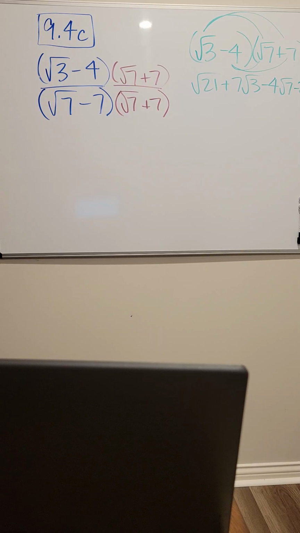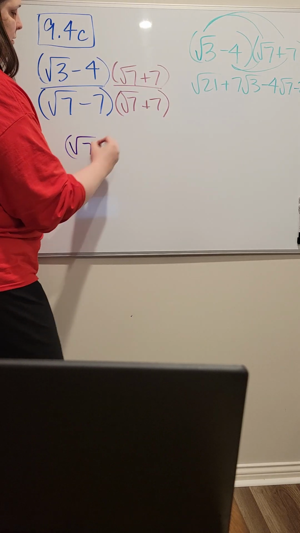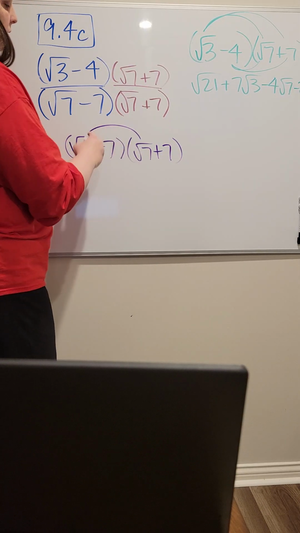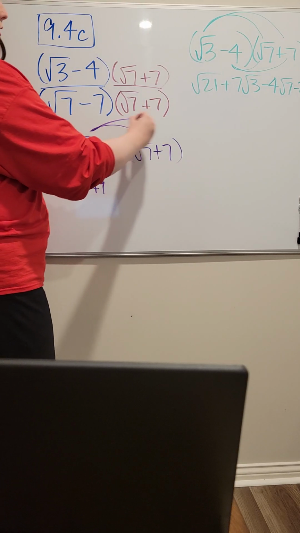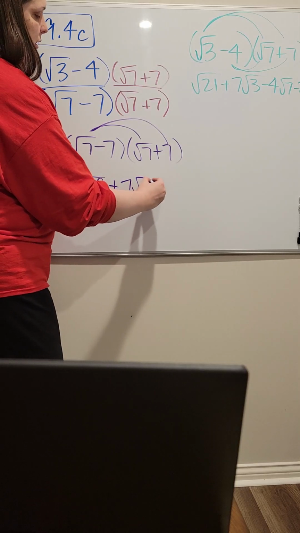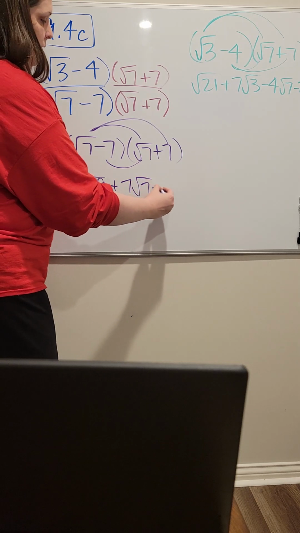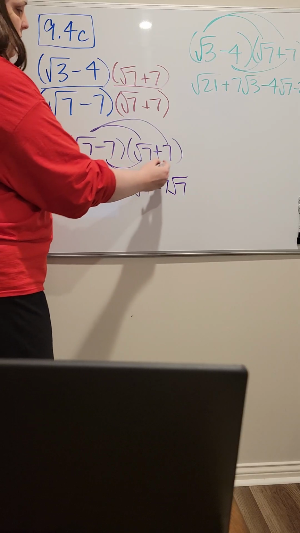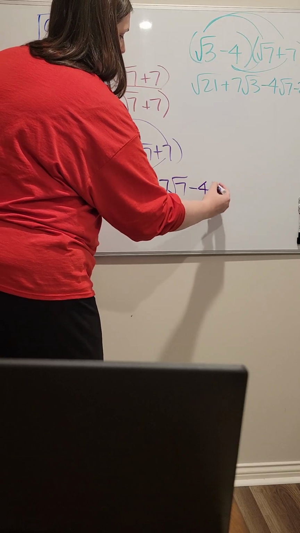And then your denominator is the square root of 7 minus 7 times square root of 7 plus 7. So square root of 7 times square root of 7, square root of 49. Square root of 7 times 7 is plus 7 square root of 7. Then we take this negative 7 times square root of 7, which becomes minus 7 square root of 7. And negative 7 times 7 is negative 49.